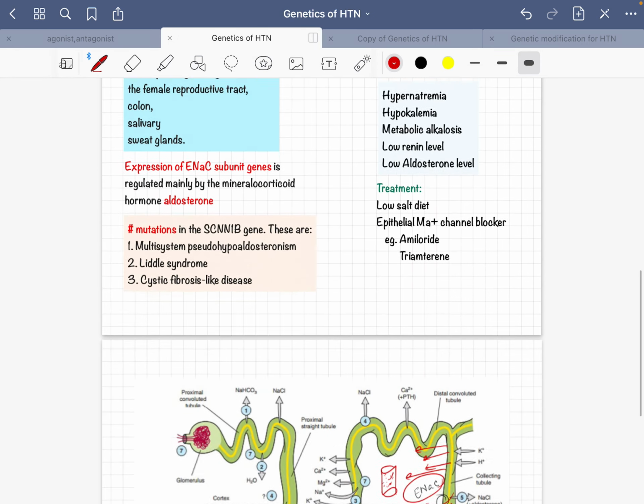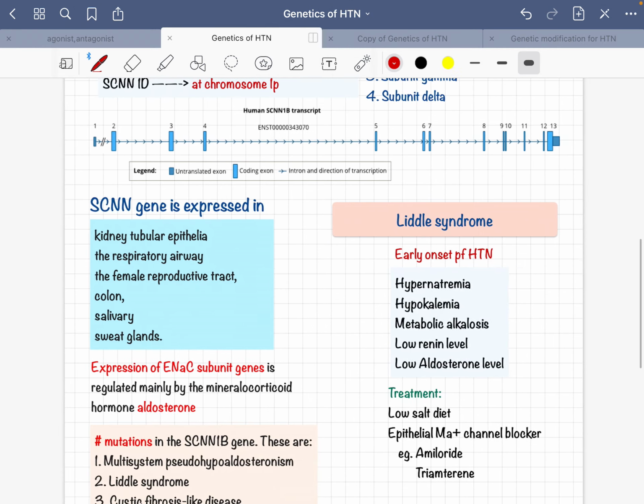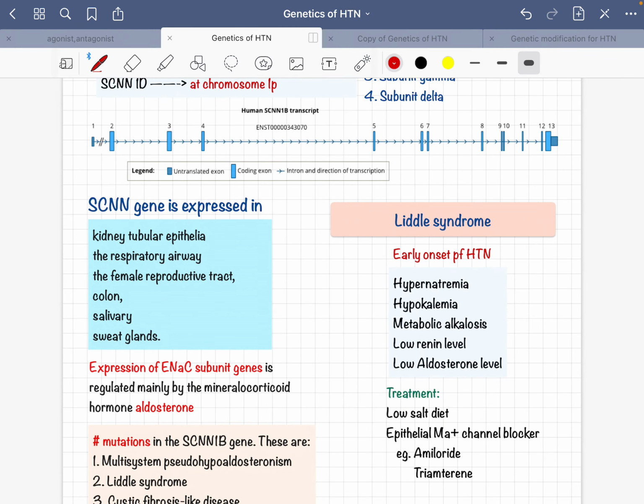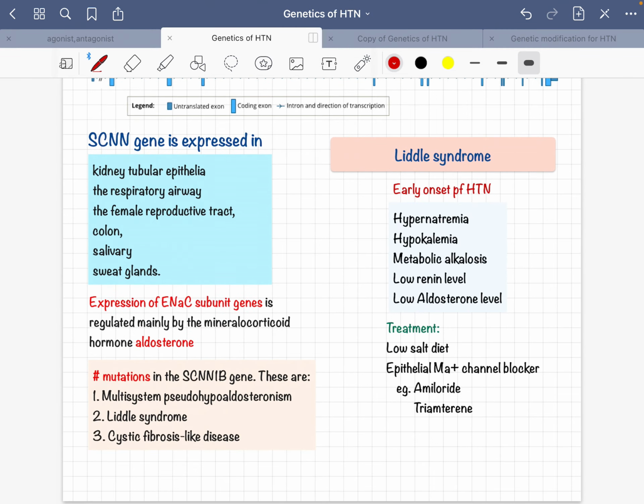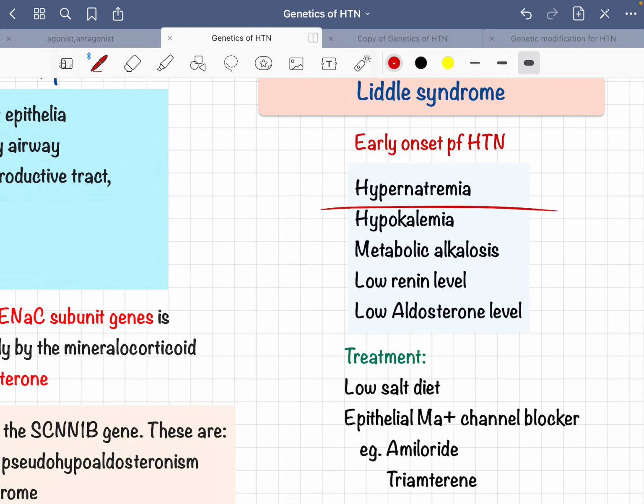Okay, so in the case of Liddle syndrome, we find clinically hypernatremia, as I have just mentioned, because increased sodium reabsorption happens there. That's why you will find hypernatremia, and you will also find hypokalemia. I will discuss it in my diuretics series, inshallah.